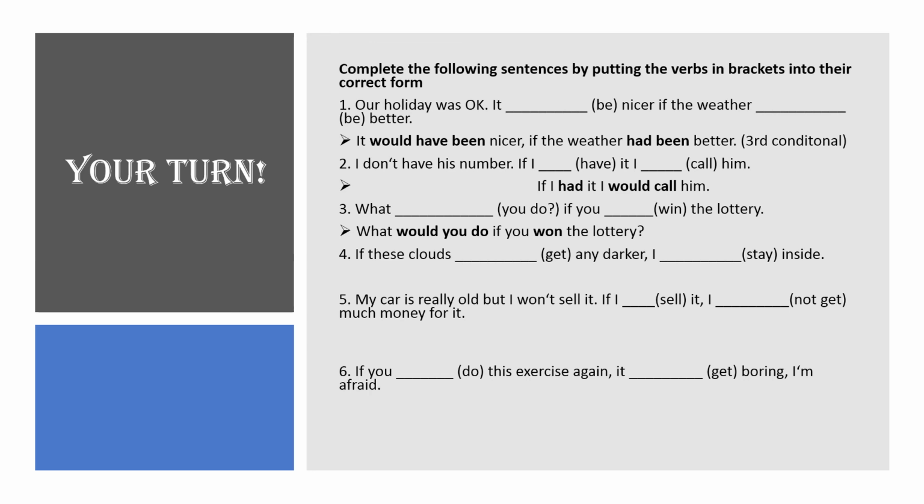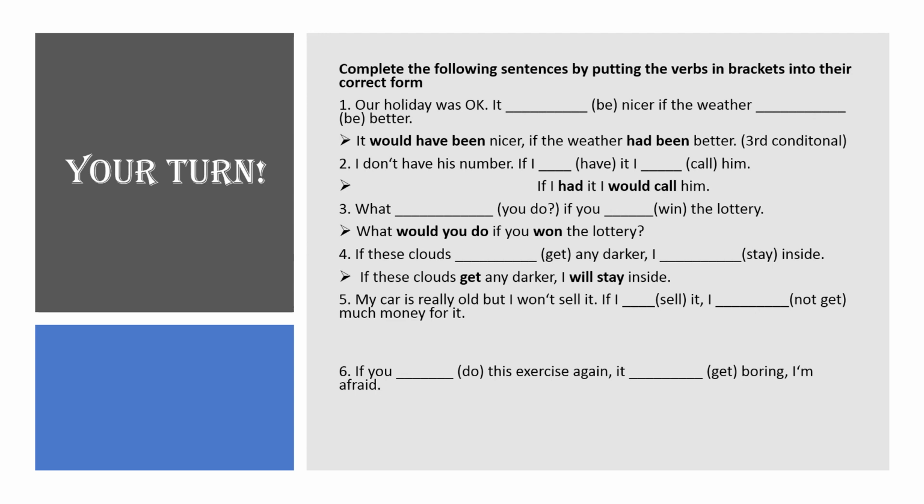Number 4. If these clouds, which I can actually see right now through my window, get any darker, I will stay inside. So I can see clouds through my window, so it's likely that they might get darker. So it's a classic case of the conditional 1, or the first conditional. If these clouds get any darker, I will stay inside.